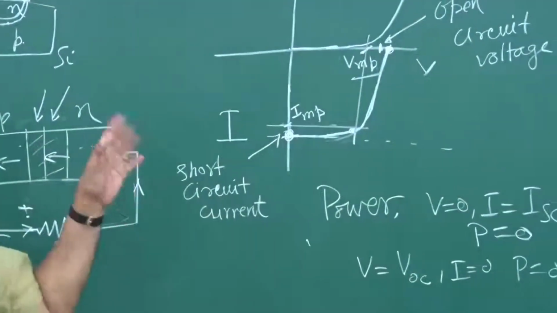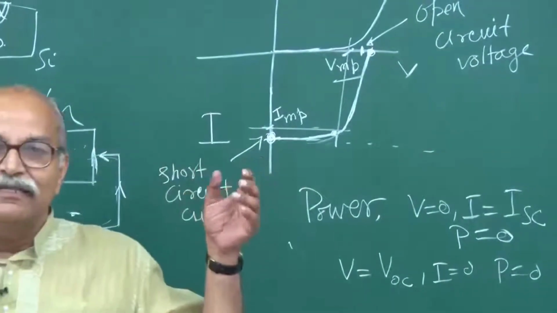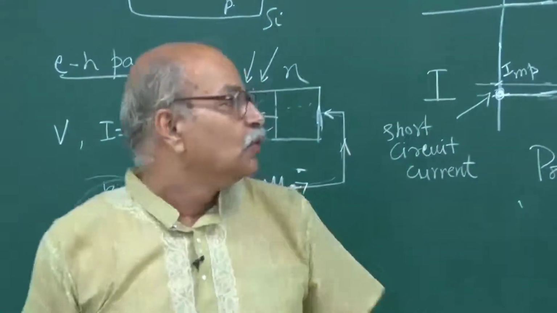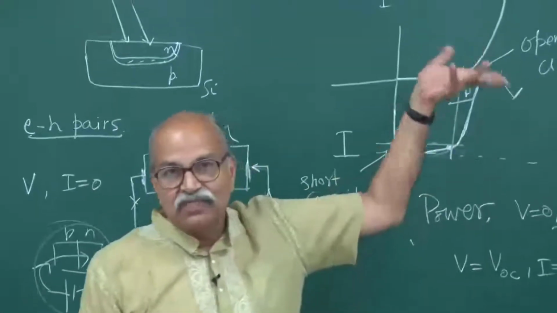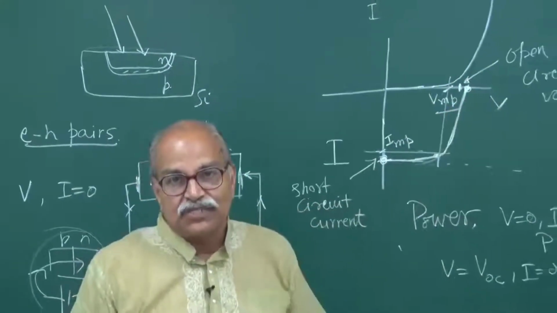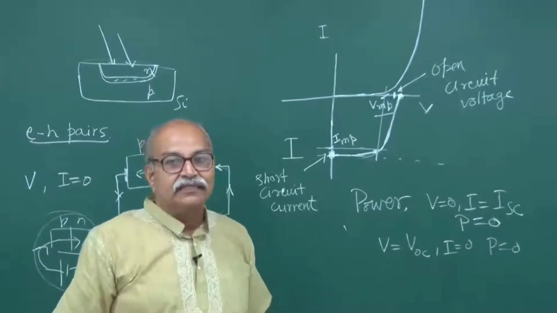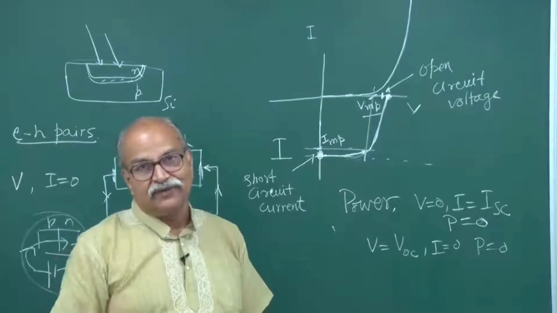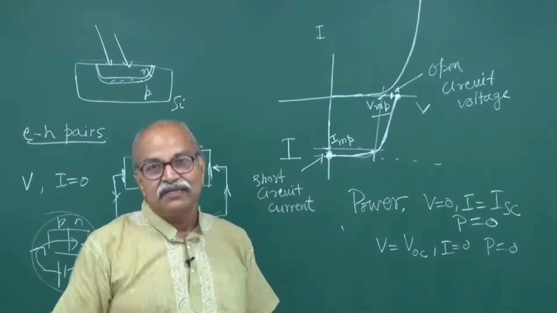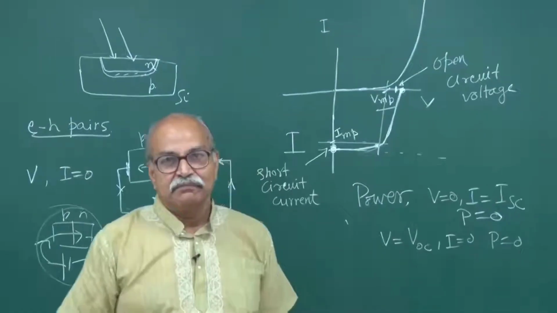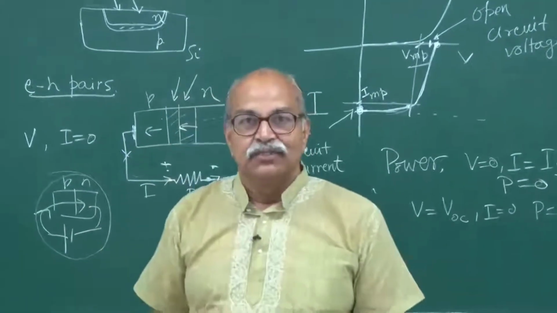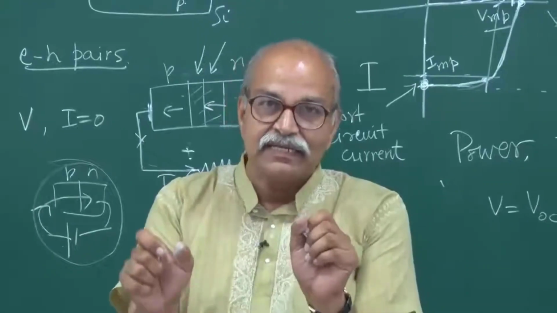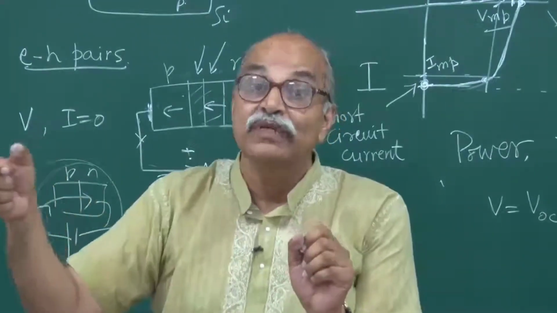So, these kinds of considerations are there, and one silicon cell will give you an open circuit voltage of about 0.5 volts. Okay. And then the short circuit current will of course depend on how much light is falling on it, but typically it will be in milliamperes. So, a number of solar cells are connected in series to increase the voltage.